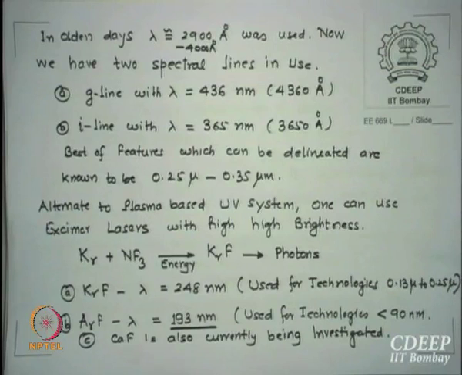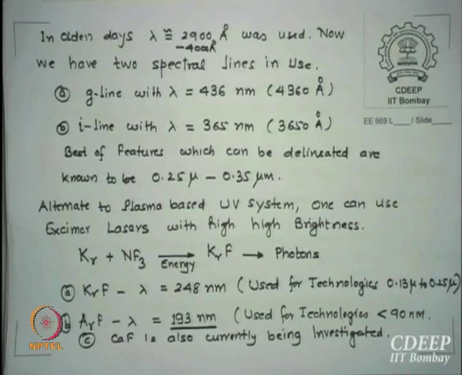Last few minutes. In olden days, whatever mercury vapor lamp we used to use has 2,900 to 4,000 angstroms UV available. We used to use those lamps. Nowadays, we have two spectral lines, UV sources which are two specific spectral lines.